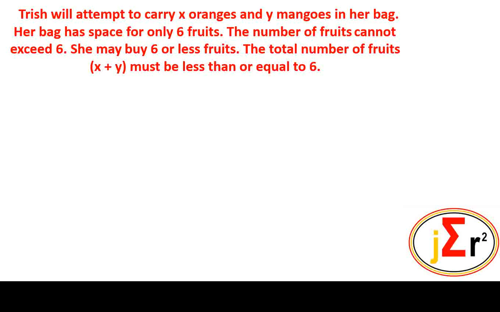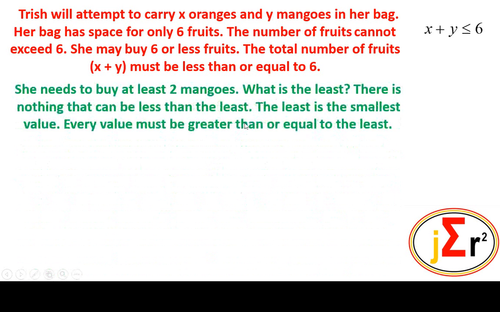The total number of fruits, which is the number that you will get when you add the number of oranges and the number of mangoes, that's the total number of fruits, must be less than or equal to 6. X plus Y must be less than or equal to 6, and that is the associated inequality.